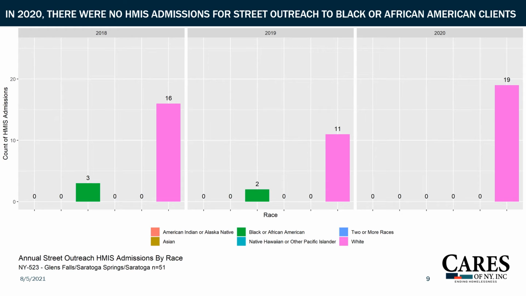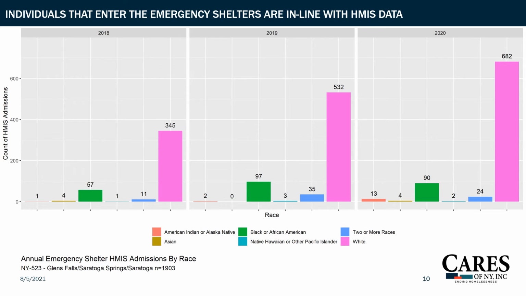But in 2020, we did not record any Black or African American clients compared to a handful in the previous years. So just something to take notice of and to wonder how that happened. Here we are looking at emergency shelter program admissions, and we can see that year over year admissions had gone up. And this does make up the majority of the homeless system in the CoC of HMIS admissions.